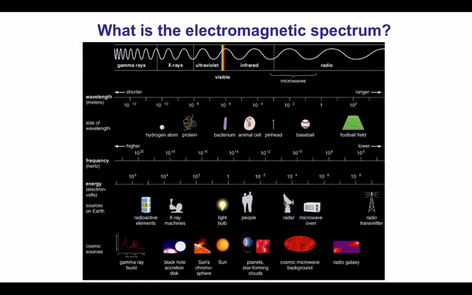What kinds of things make these? Well, on Earth, radioactive elements, plutonium, things like that. In cosmic sources, gamma ray bursts and things like that. Just longer wavelength than that, but still way shorter than visible, are the X-rays. And you're probably familiar with these from X-ray machines.